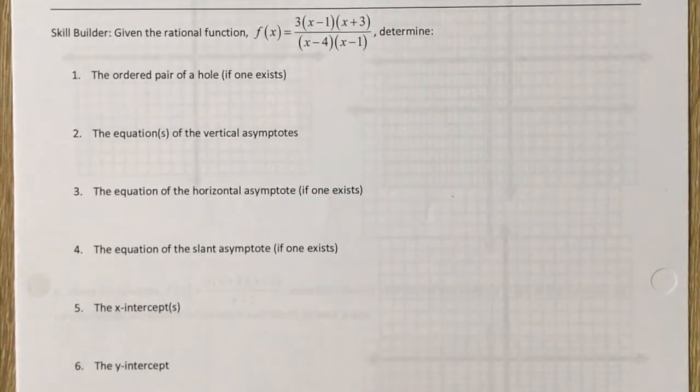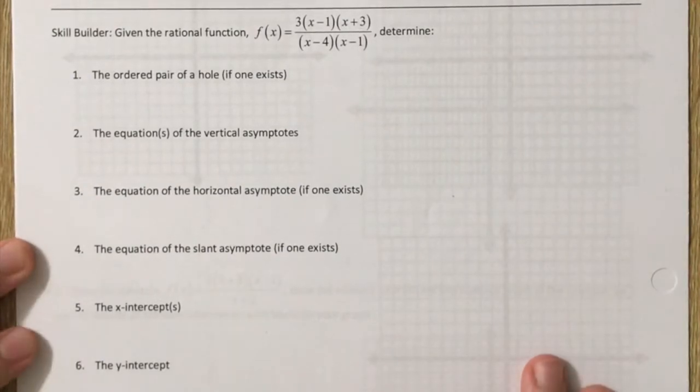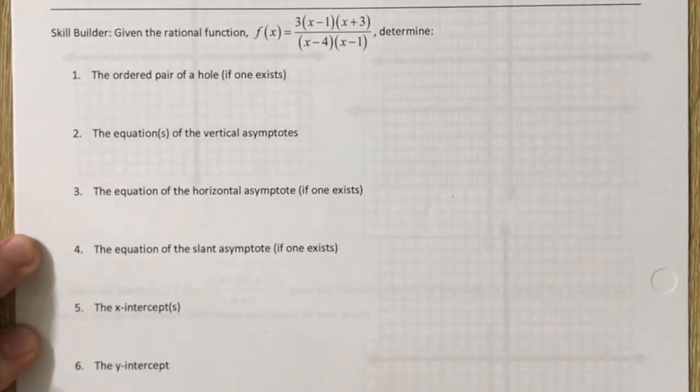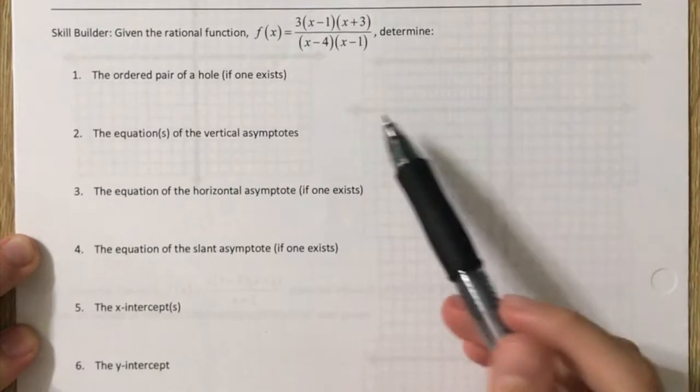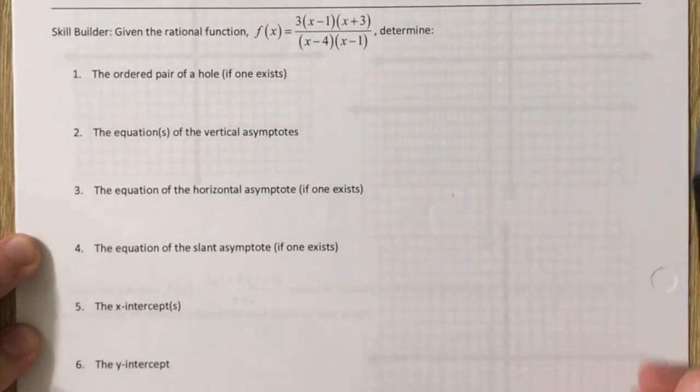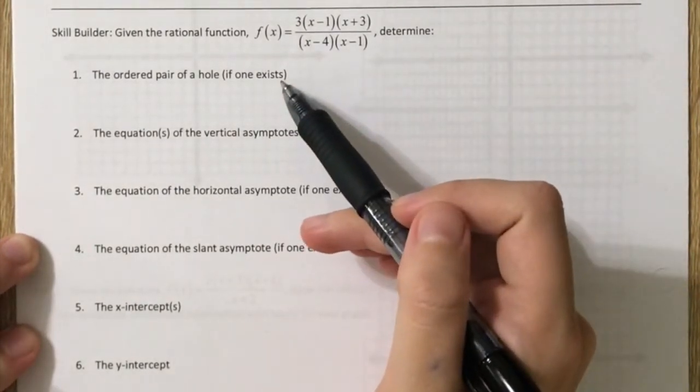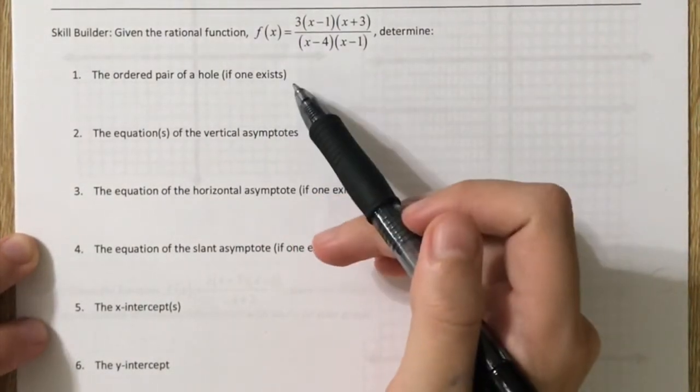This is from our introduction to rational functions, right? This is asking us about all of the different properties that we learned about when we talked about rational functions initially. So let's go ahead and fill this out for this problem here. The first thing it asks us is the ordered pair of a hole, if it exists.